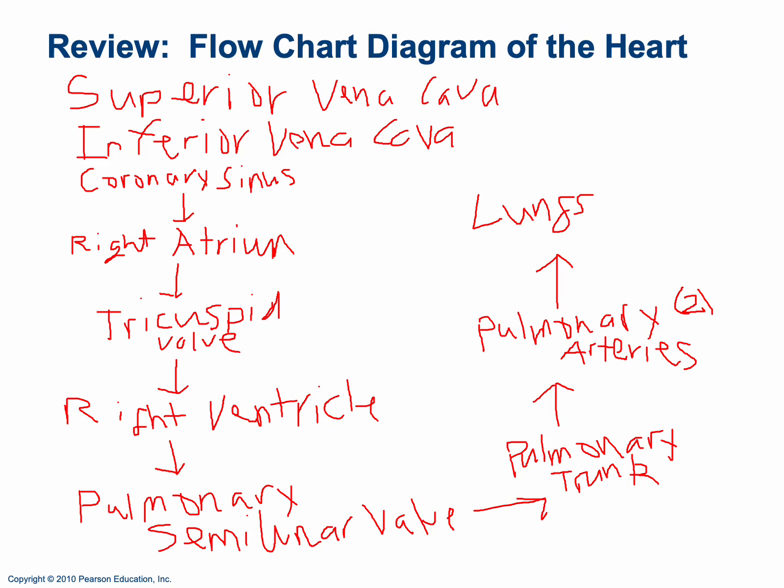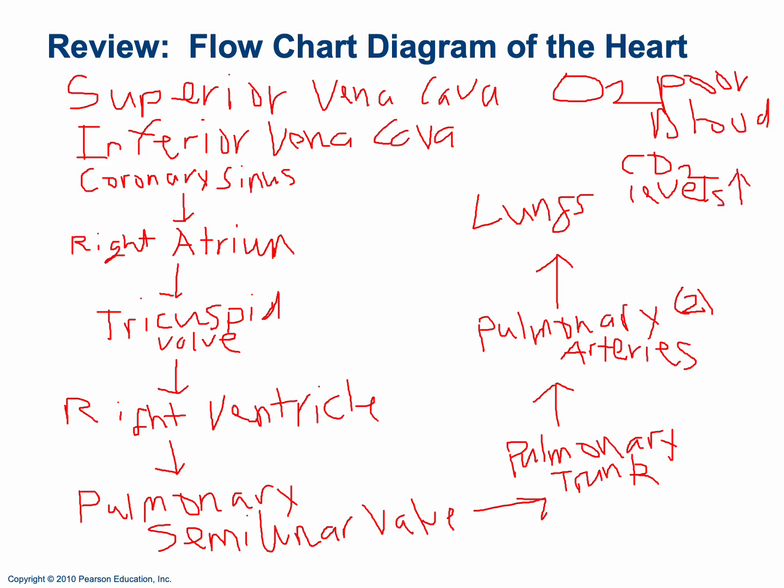So this first half of the pathway, we're dealing with oxygen poor blood. CO2 levels will be high though. Okay? So carbon dioxide levels are high. So that's the first half of the diagram. Now we'll take a look at the second half.